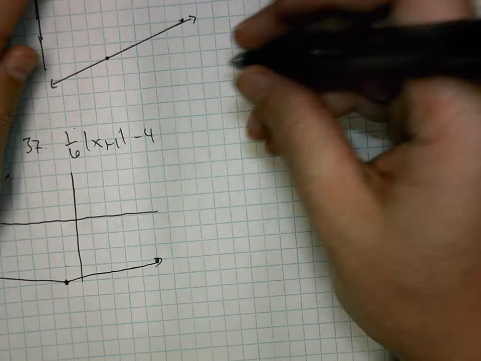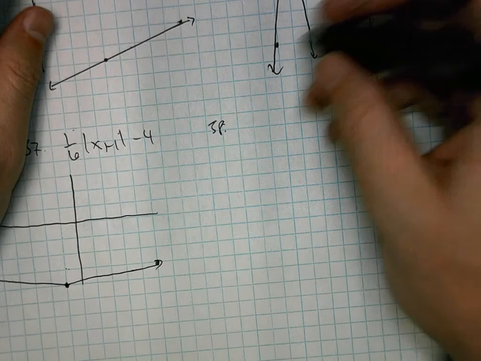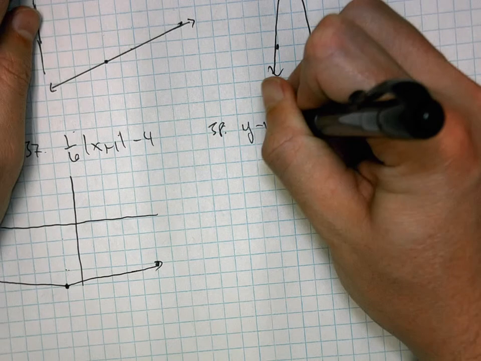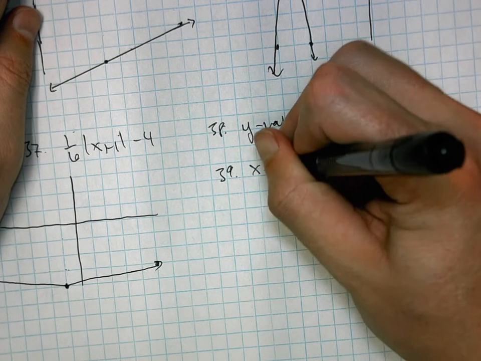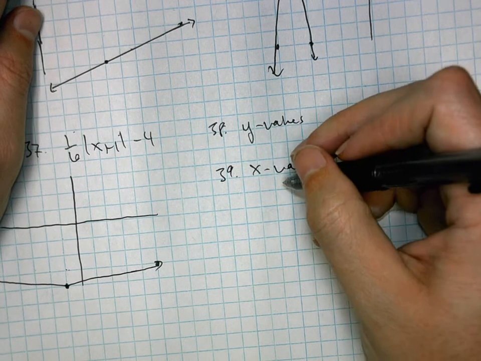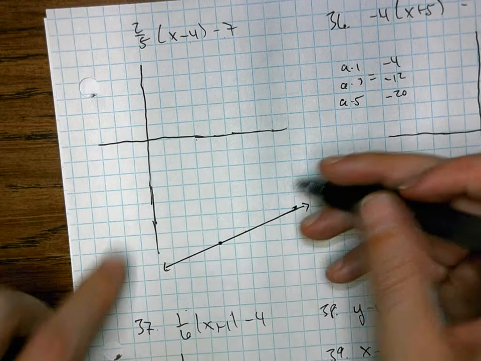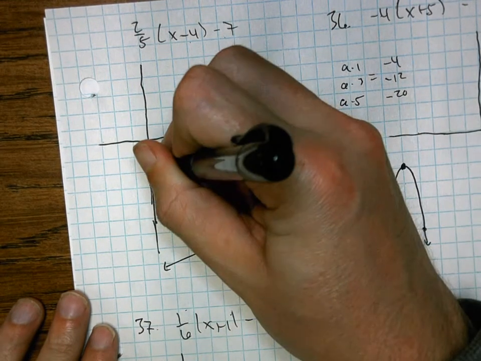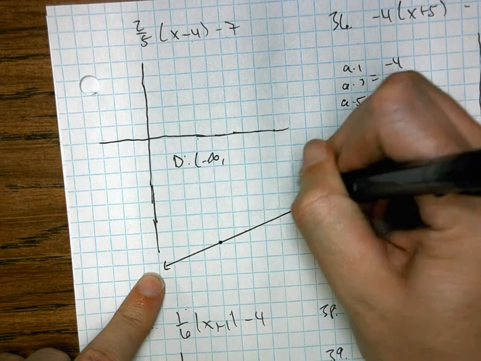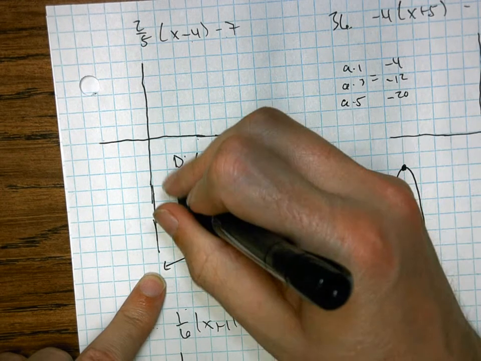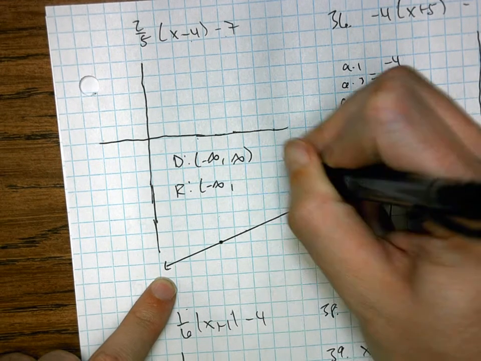38. The range of a function refers to its y values. 39. The domain of the function refers to its x values. Number 40. Identify the domain and range in this function. So the domain, on the left side we have an arrow, negative infinity. Right side an arrow, positive infinity. On the range, bottom we have an arrow. Top we have another arrow. So that's domain and range.